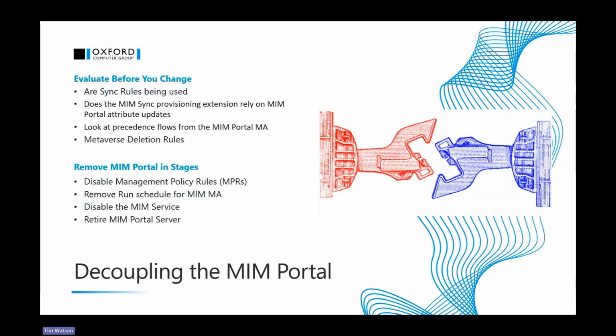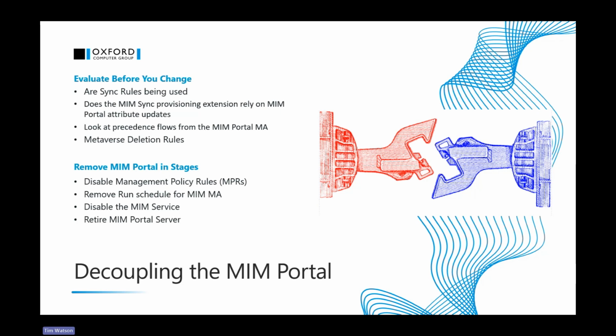And finally, I have metaverse deletion rules. Might be a last thing people think about, but with metaverse deletion rules, a lot of times you could be using them in the portal as a simple way to say, if this management agent, this connector is no longer available, delete the metaverse record. Because maybe I have a process in the portal where I'm using some activity to delete the user. And that's how I can simply delete the metaverse object. So those are some things you need to look at before you remove your MIM portal.